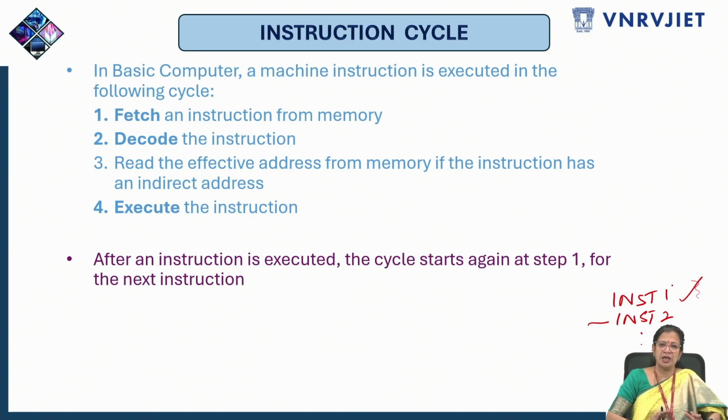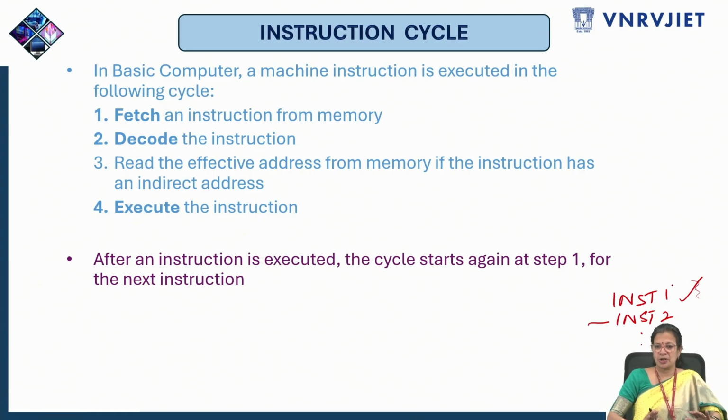So in short, in the basic computer, a machine instruction is executed in 3 to 4 steps. The 4 steps are fetch, decode, reading the operand, and executing. Reading the operand applies only in the case of memory reference instructions. In the case of register reference instructions, the operands are available in the register and the execution takes place directly. So in short, we call it fetch, decode, execute: these are the 3 steps in the instruction cycle.